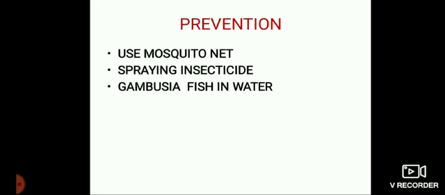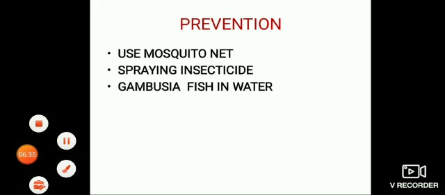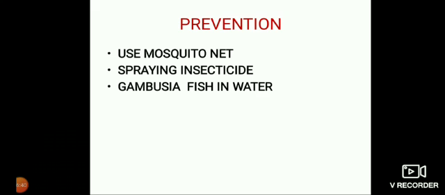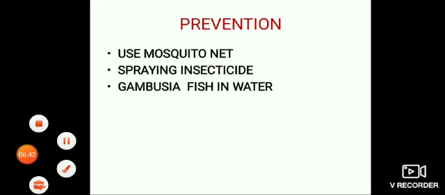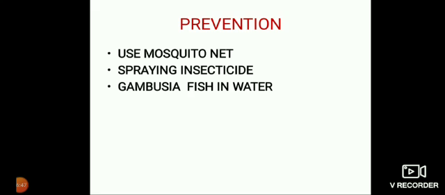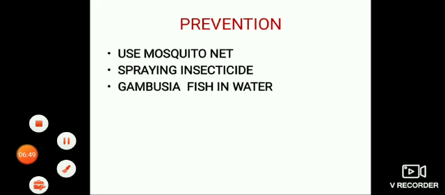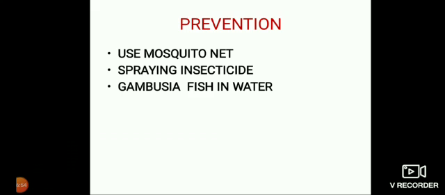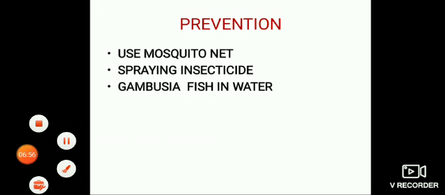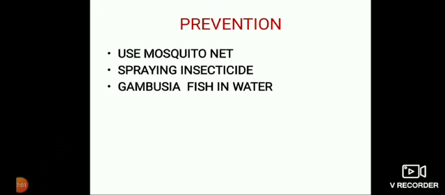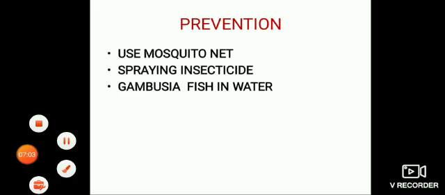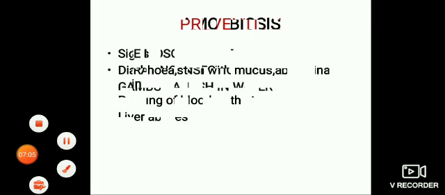Prevention. How to prevent the malaria? You have to use the mosquito repellent. You are knowing that Good Night is there. Then mosquito repellent incense sticks are there. Then you can use a mosquito net. You can spray the insecticides surrounding your society, and you have to keep gambusia fish in water so that they will eat the larvae and eggs of the mosquito.